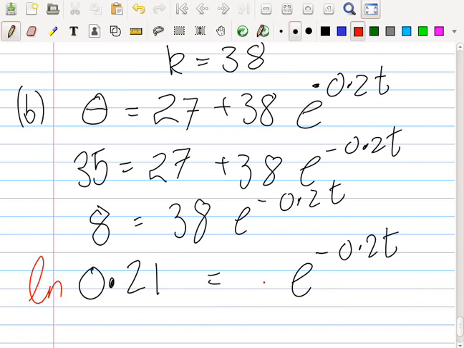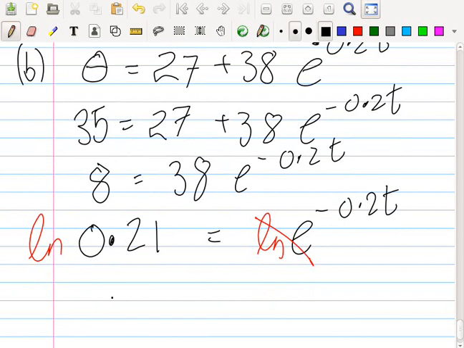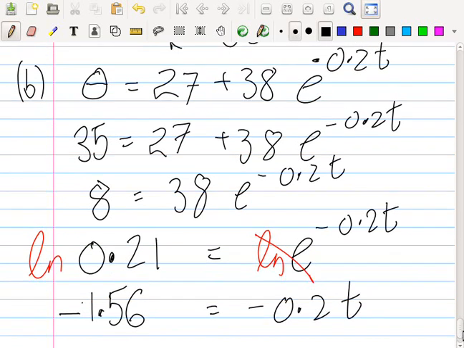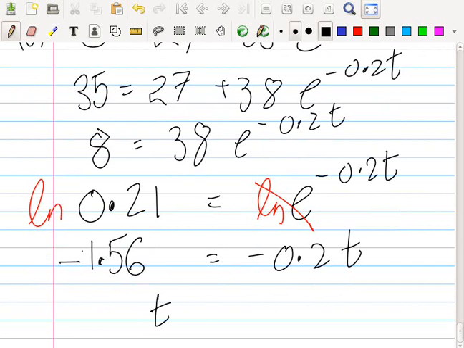Natural log. Okay, so what is log 0.21? Minus 1.56 equals minus 0.2 t. So what does t equal, please? It's about 8 or something. 7.2. So it says to the nearest minute, doesn't it? So round it to 8. Which is right. Okay.